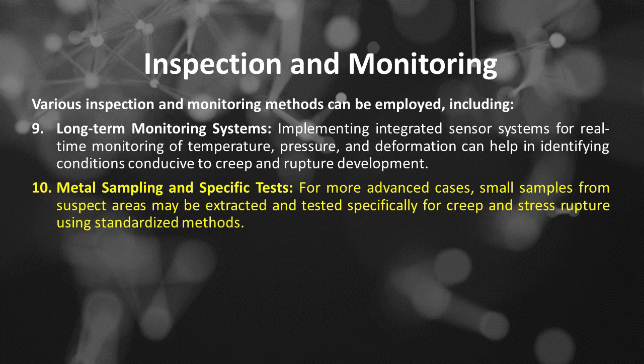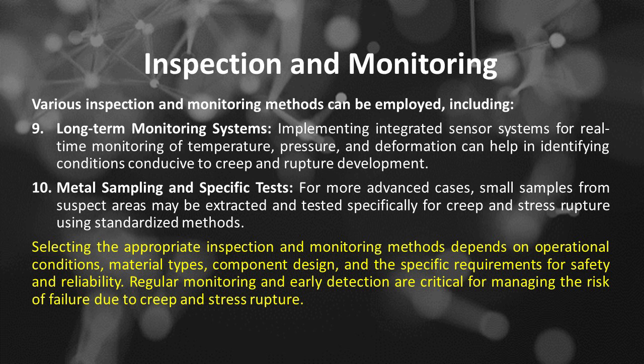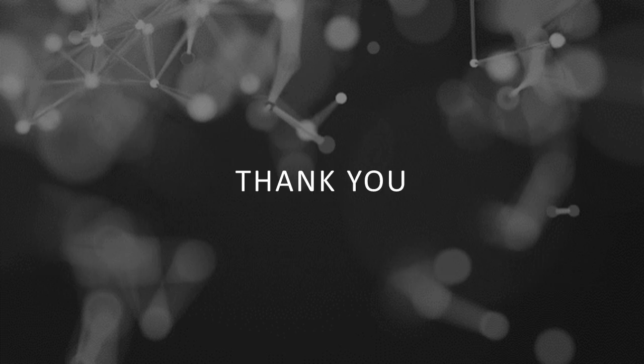For more advanced cases, small samples from suspect areas may be extracted and tested specifically for creep and stress rupture using standardized methods. Selecting the appropriate inspection and monitoring methods depends on operational conditions, material types, component design, and the specific requirements for safety and reliability. Regular monitoring and early detection are critical for managing the risk of failure due to creep and stress rupture.